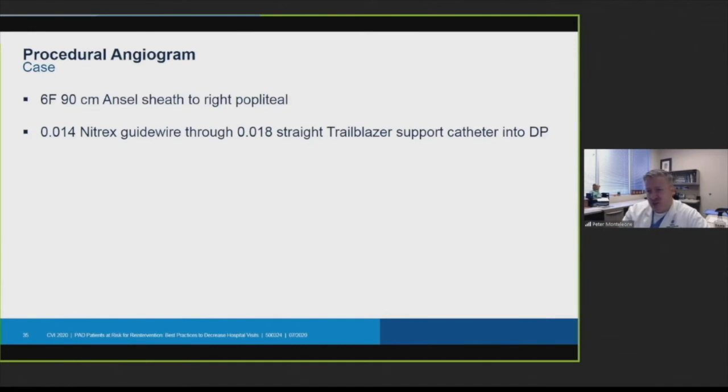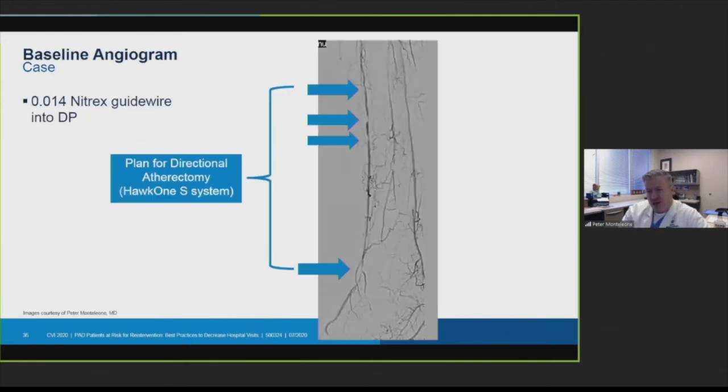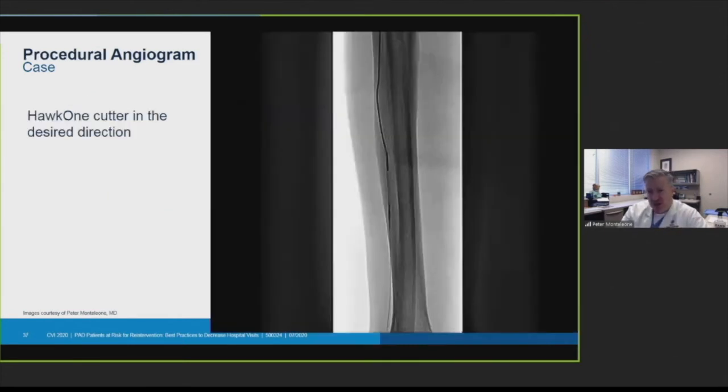And in this situation, we put a long 6 French sheath, 6 French 90 centimeter up to the right popliteal, used an 014 Nitrex through an 018 straight Trailblazer. We were able to wire straight through with that workhorse wire Nitrex. And to debulk this bulky disease, we used directional atherectomy with the HawkOne device. Again, directional allows for targeted atherectomy. So we solely cut in the area where we saw that the lesions were.